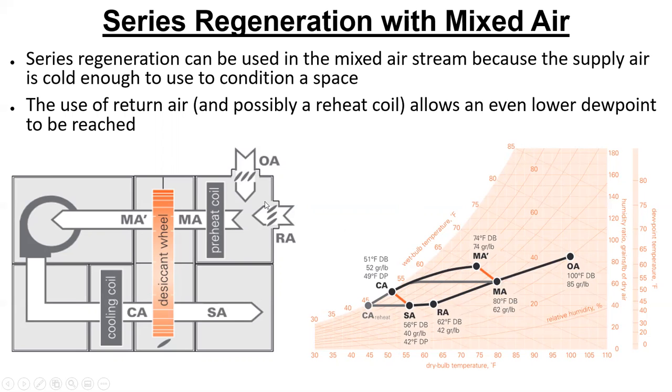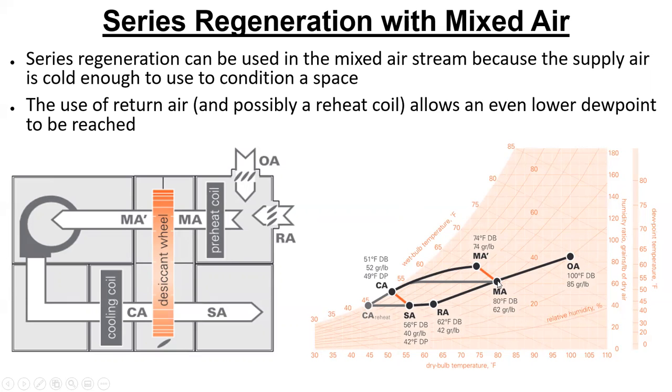Now, this preheat coil is not active on the psych chart. You could put one there just to make sure, if it was really cold in the wintertime, you can boost that temperature a little bit. You don't want to get super cold air into that wheel. But most of the time in the summer, it's not going to be active. Okay, then we go across the desiccant wheel.